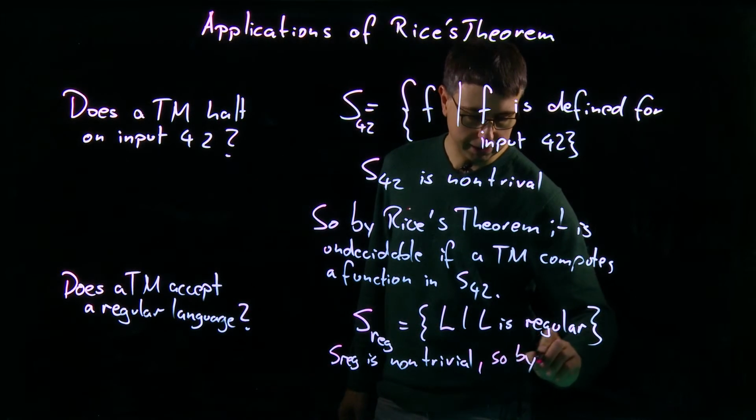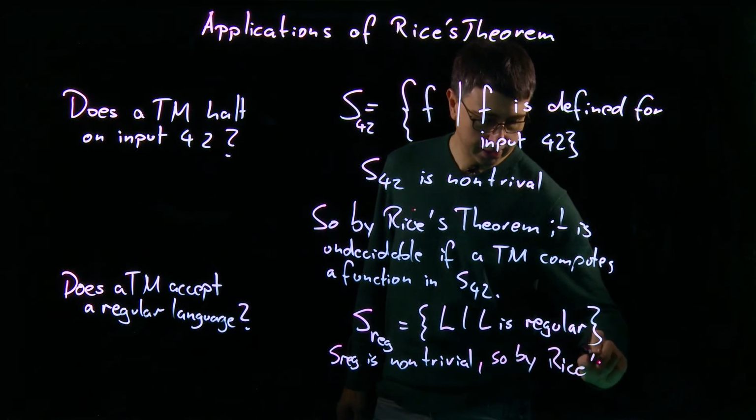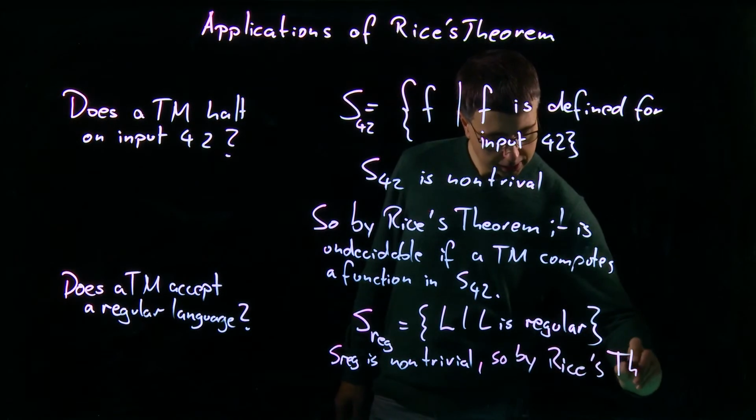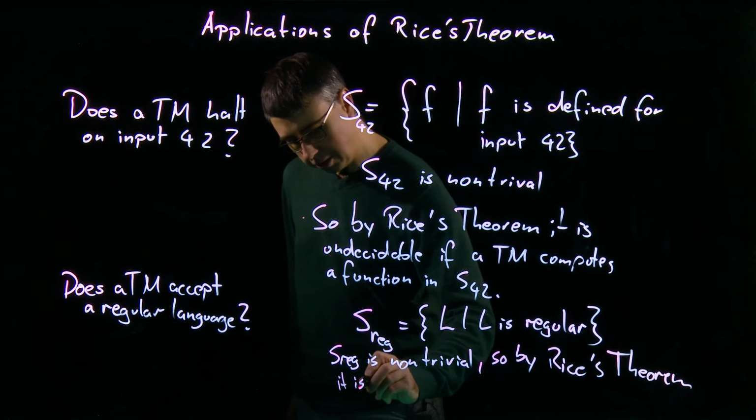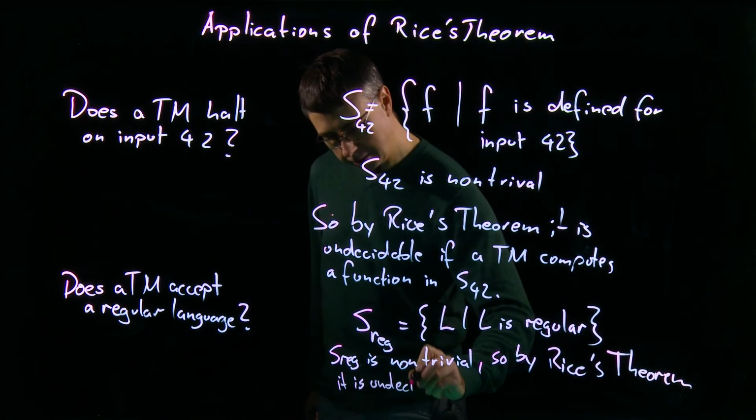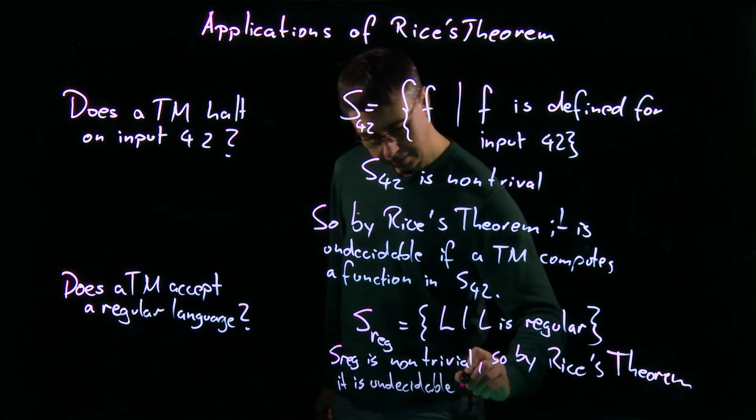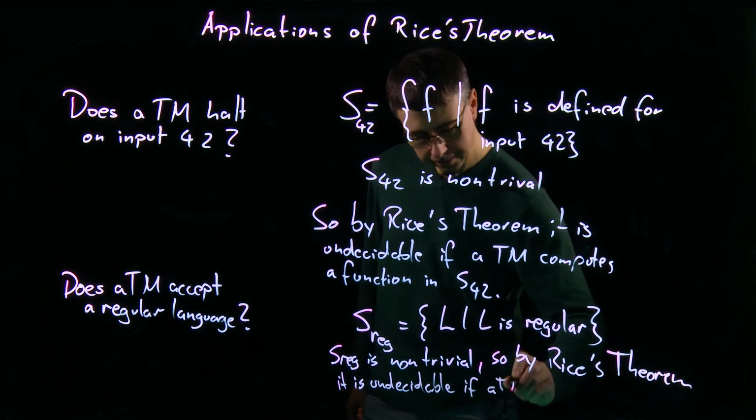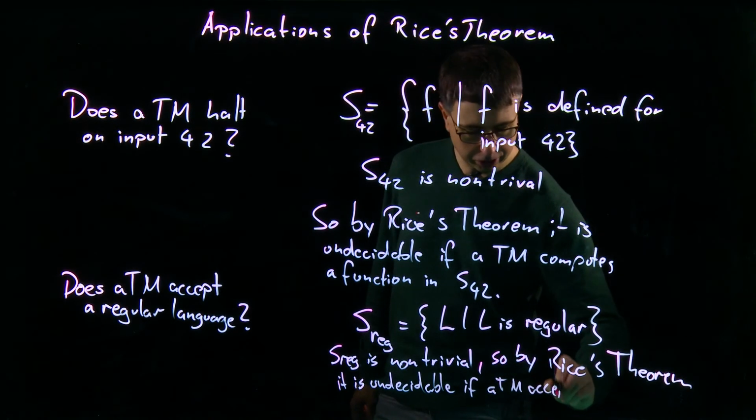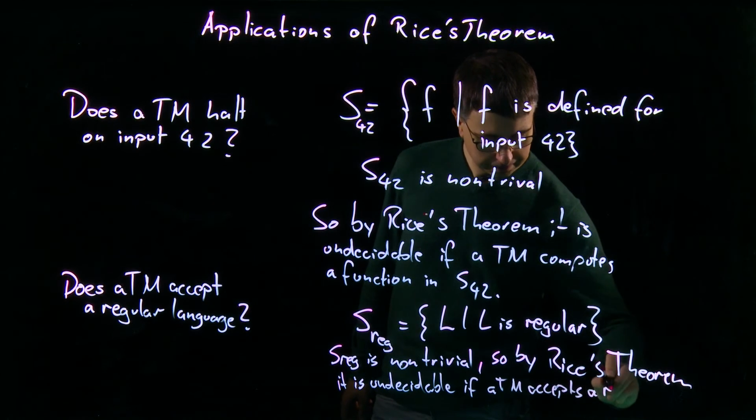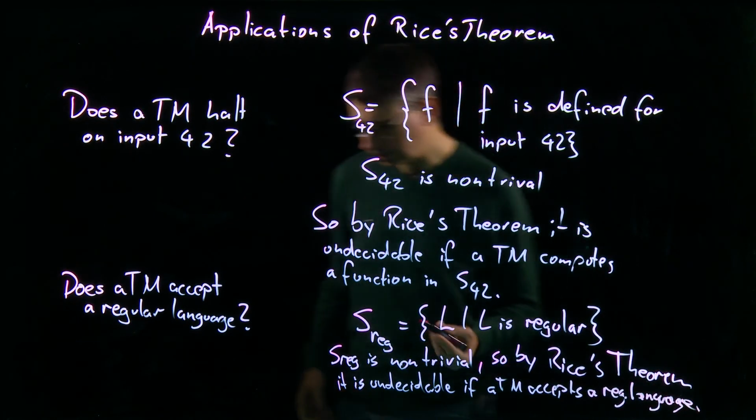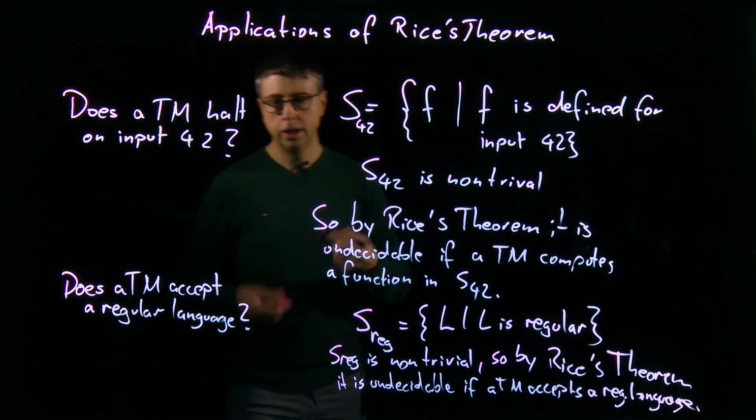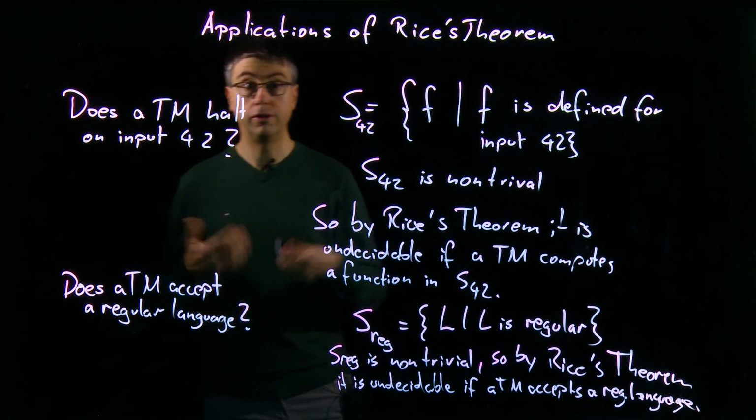So by Rice's theorem, it is undecidable if a TM accepts a regular language. And these are just two examples that you can easily extend for a lot of other cases.